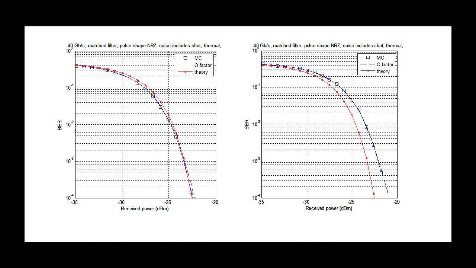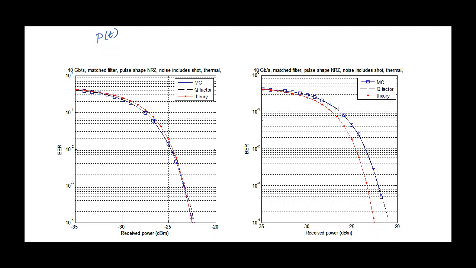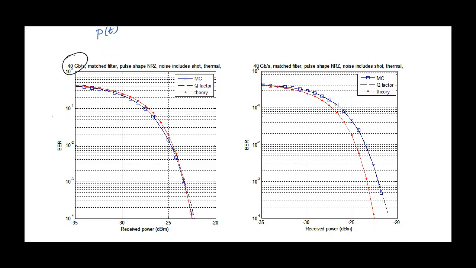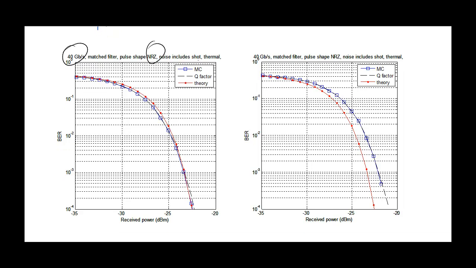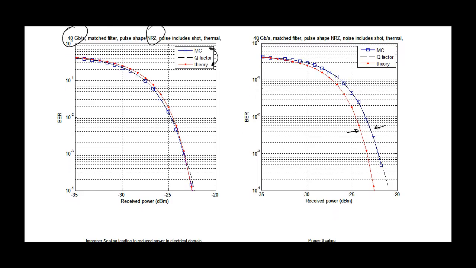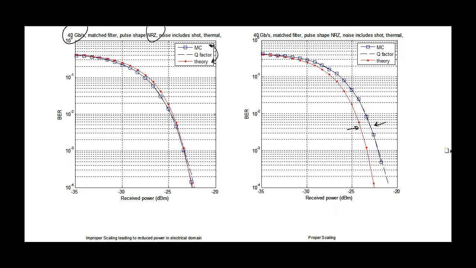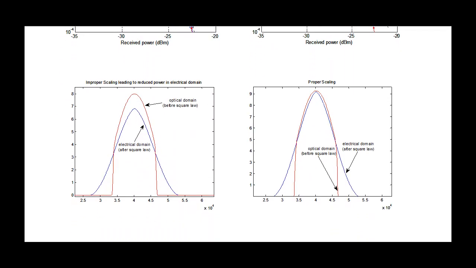bit error rate curves. Here is a simulation which uses 40 gigabits per second. It's an NRZ shape. In this case, we're not including ASE, it's simply shot and thermal noise. And on the left here, I've made a good normalization, and I can see that when I run my Monte Carlo simulations in blue, they're exactly matching my theoretical ones because I've done the right normalization. In the second case, I'm getting a penalty between the theoretical curve and my simulations with a Monte Carlo. And the reason I'm getting this penalty is I have not done the good normalization. So let's look at what happens.